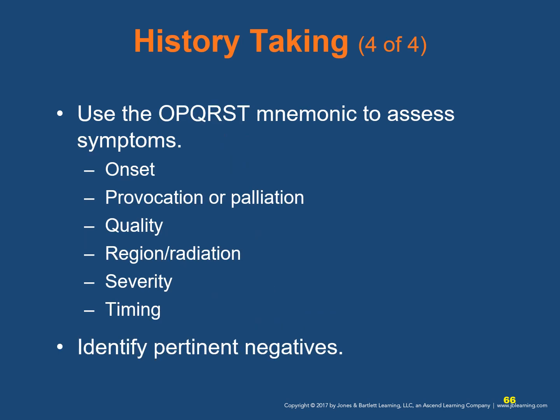Use the OPQRST mnemonic for gathering additional information about the patient's present illness and current symptoms. O is onset. What were you doing when symptoms began? P is provocation or palliation. Does anything make the symptoms better or worse? Q is quality. What does the symptom feel like? R is region or radiation. Where do you feel the symptoms, and does it move anywhere? S is severity. On a scale of 0 to 10, how would you rate your symptoms? T is timing. Has the symptom been constant, or does it come and go?